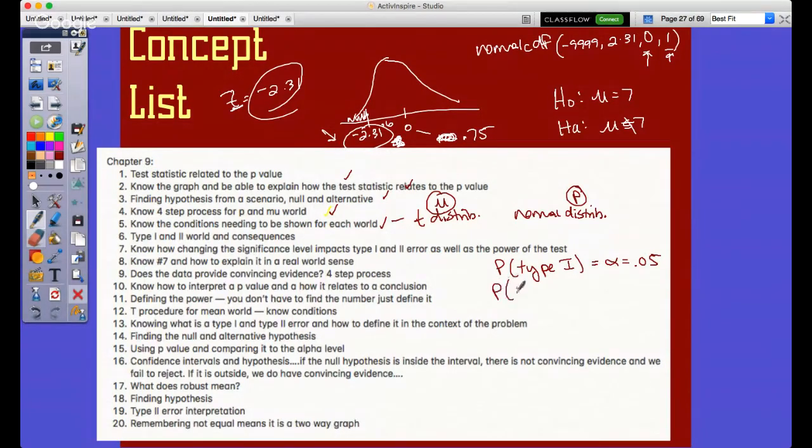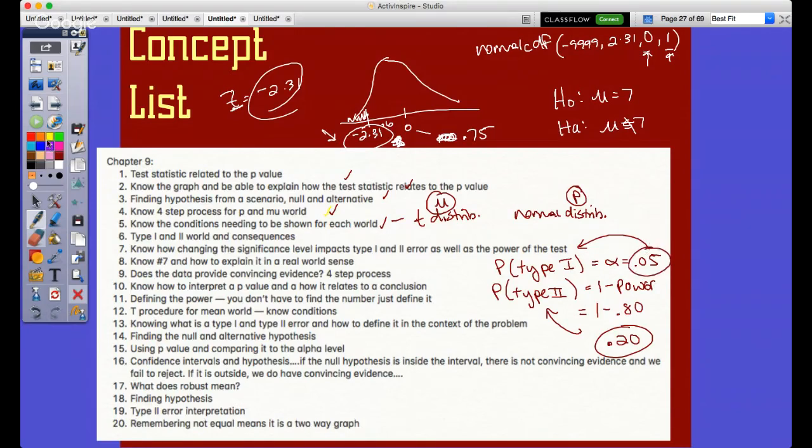The probability of type 2 is equal to 1 minus power, okay? Power is given to us, okay? So let's say power was 0.8 in this. That would mean that the probability of a type 2 error is 0.2, whereas the probability of a type 1 would be 0.05 in this scenario.